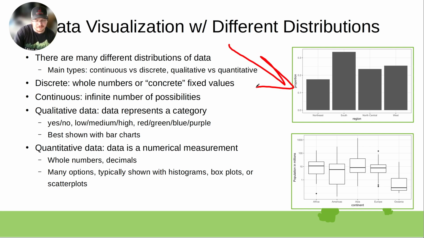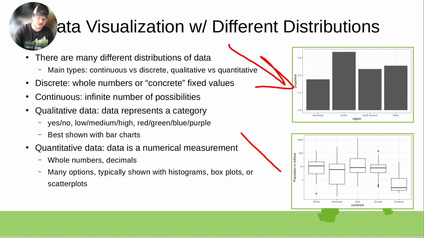So on the top here would be an example of qualitative data. This graph is showing us the proportion of population based on region in an area: northeast, south, north, central, west. And so we are just measuring based on those categories. We're measuring the number of people that live there, right? So that's a whole number, discrete value, and we're representing that as a proportion on a bar chart.